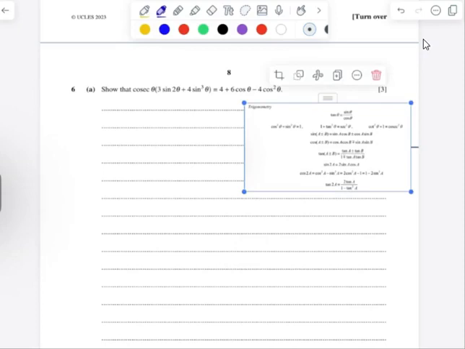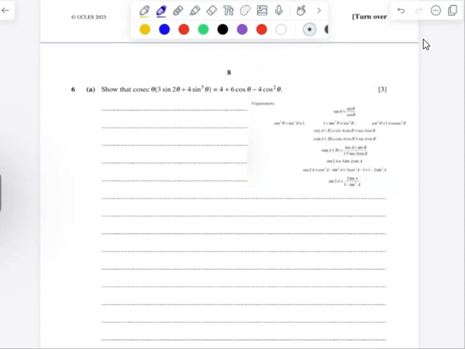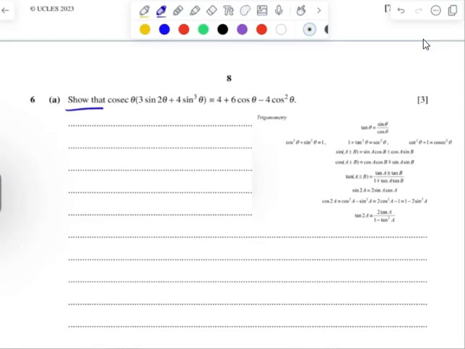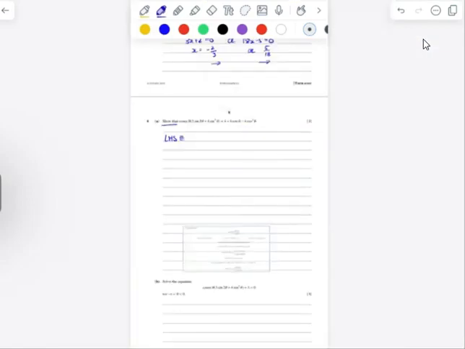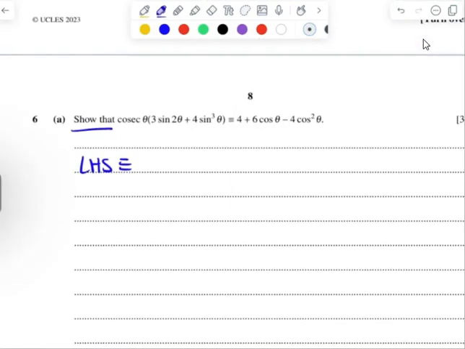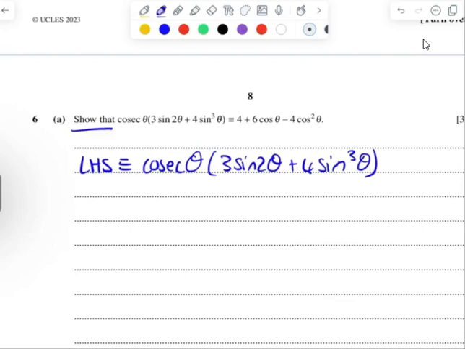I've also got my MF19 here of trigonometry. They say show that, okay, show that, and then we've got a left-hand side and a right-hand side. We're definitely going to be using trig identities. Our notation for that is to start by writing down the left-hand side. So we've got a cosec theta, and then a 3 sine 2 theta, sine 3 theta.